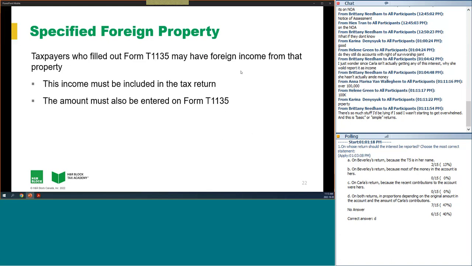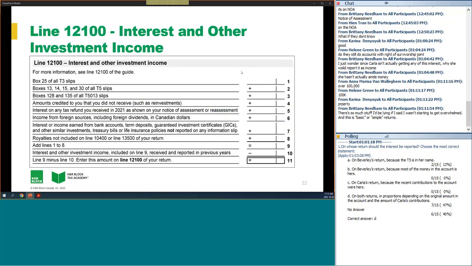So yes, remember if you have assets outside the country, T1135. Okay. Where all of that goes, just reminding you, we're talking now not about dividends, we're talking about interest and other investment income. There will be a place for all of it.